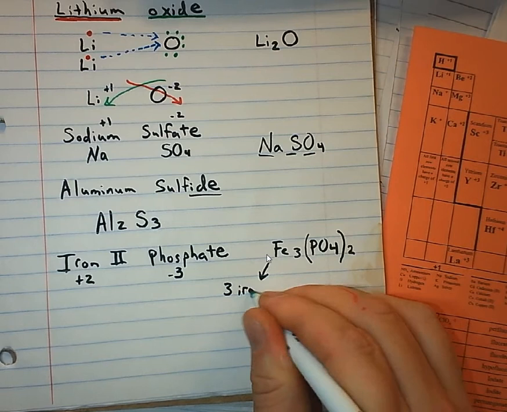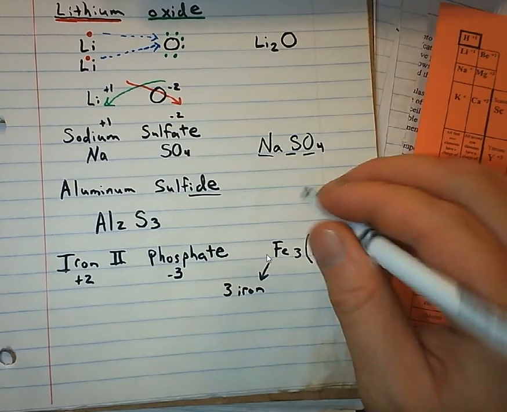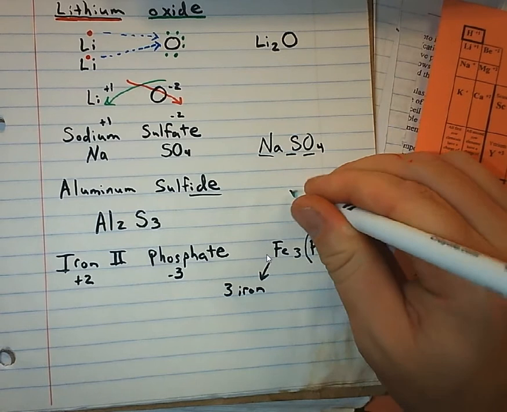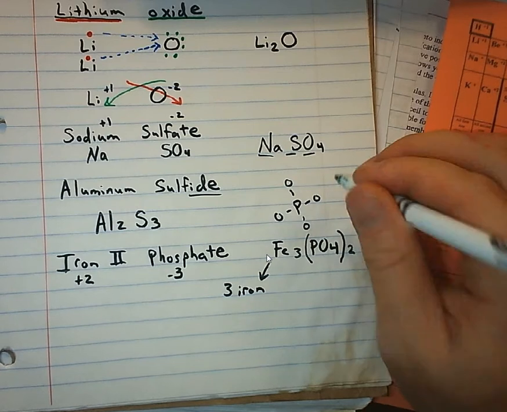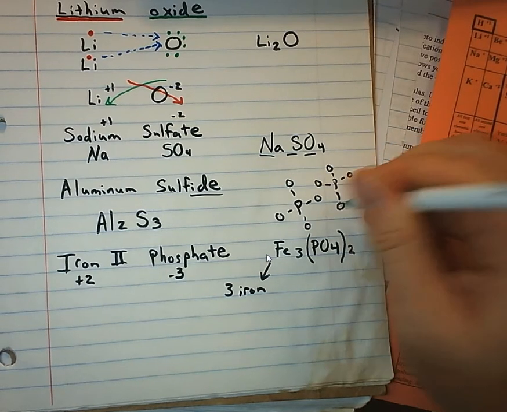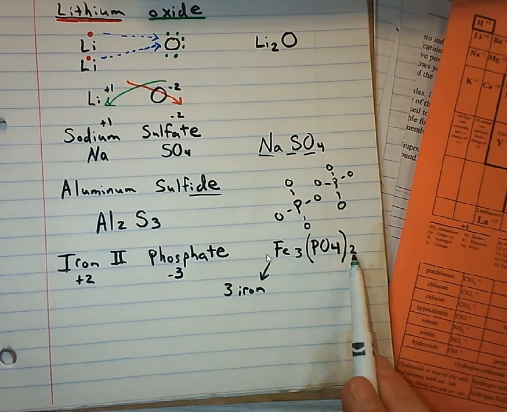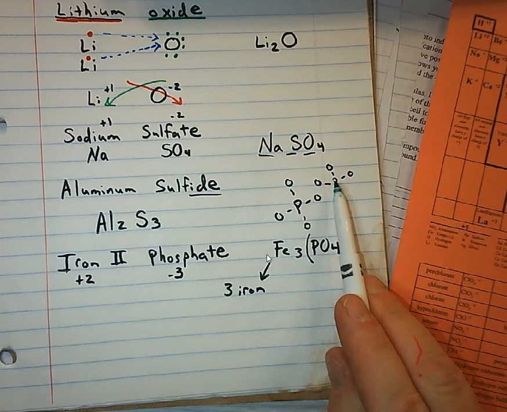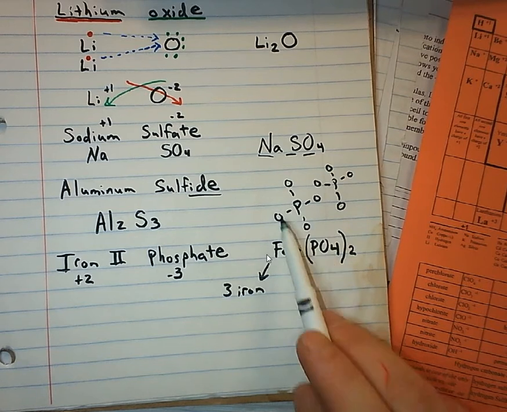And now we multiply these out. Okay, so a PO4 is 1 phosphate with 4 oxygens around it. But I have 2 of these. Okay, so I have another one. So right here, for our phosphorus, there are 2 of those. 1, 2. For our oxygens, there are 2 groups of 4. 4 times 2 is 8. 1, 2, 3, 4, 5, 6, 7, 8.